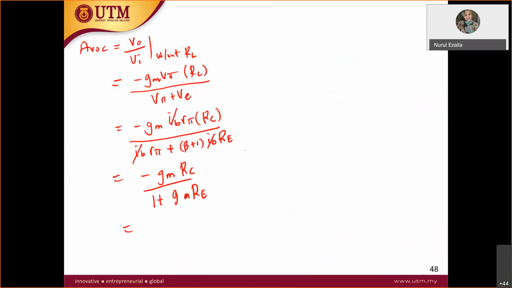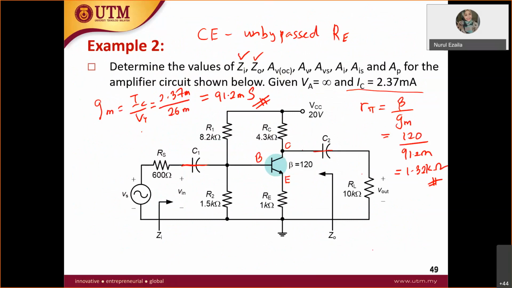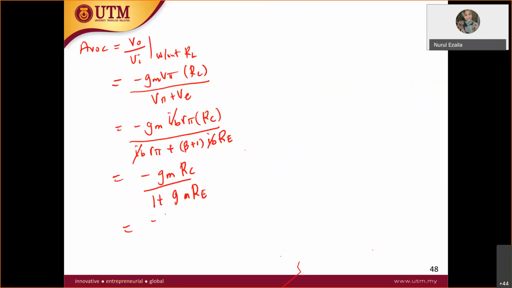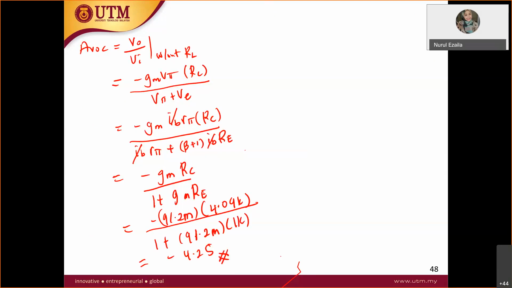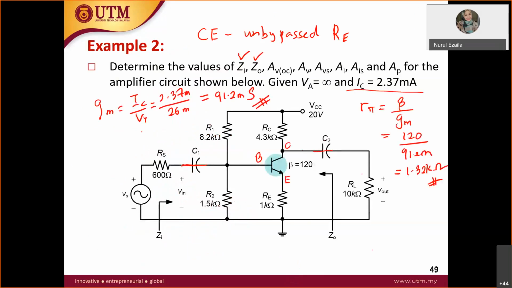If you calculate, put all the values, gm you already calculated here, which is equal to 91.2 milli. So negative 91.2 milli times RC, which is 4.09K, over 1 plus 91.2 milli times RE, which is 1K. Therefore, you will get 4.25. So now we finish the part AVOC.